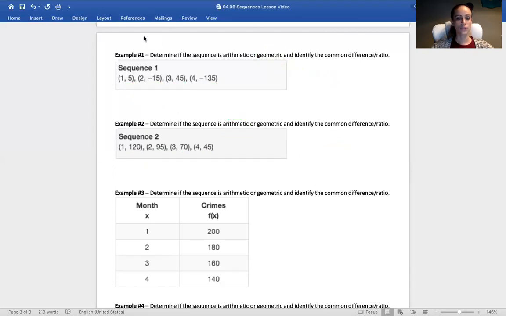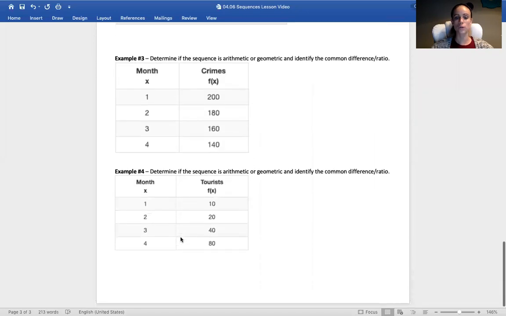Our last two examples, 3 and 4, our information is given to us in a table. Just like the ordered pairs, when we have a table, our x value, our input, is all of our terms. And then our y value, our output, is the numbers in that sequence. So our first term is 200, second is 180, third is 160, fourth is 140. Now look at my values here. I'm not sure whether it's arithmetic or geometric. One of the ways is just to try it and see what happens. So let's start off by seeing if it's geometric.